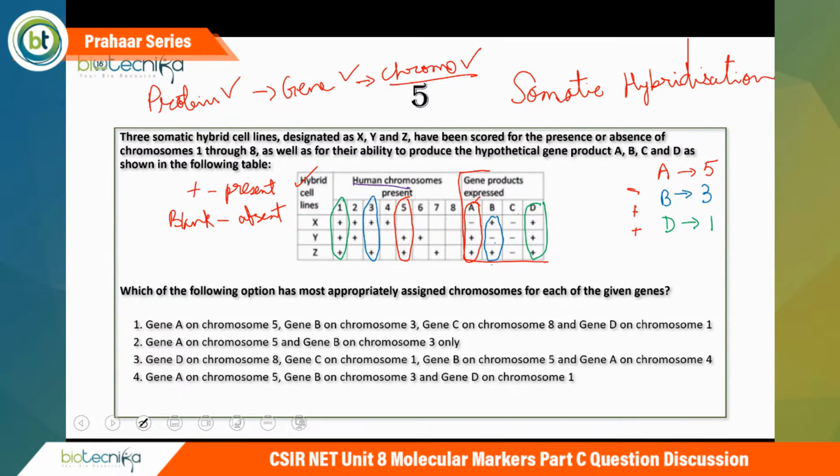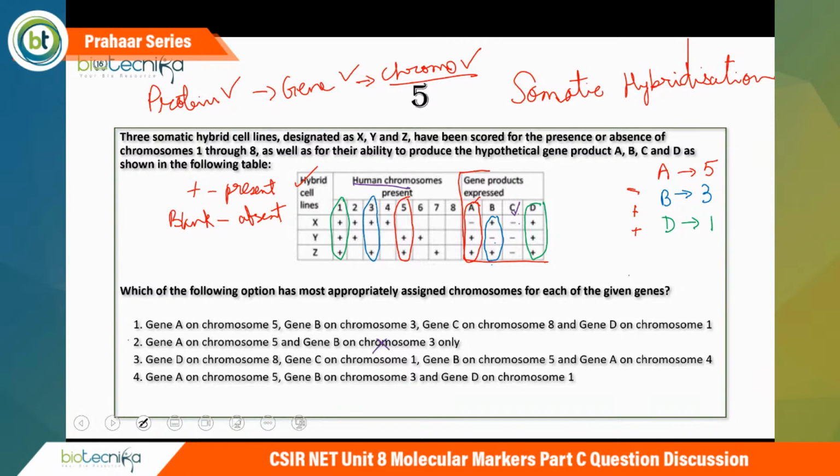So this gene product C is absent in all the 3 cell lines. That gene can be present on 8, but at the same time, it can be present on any of the chromosomes which are absent in the hybrid cell lines. So we cannot say that C is present on 8. This is the tricky part, because when you see the options, what we have is A on 5, B on 3, and D on 1. Okay, so that is given.